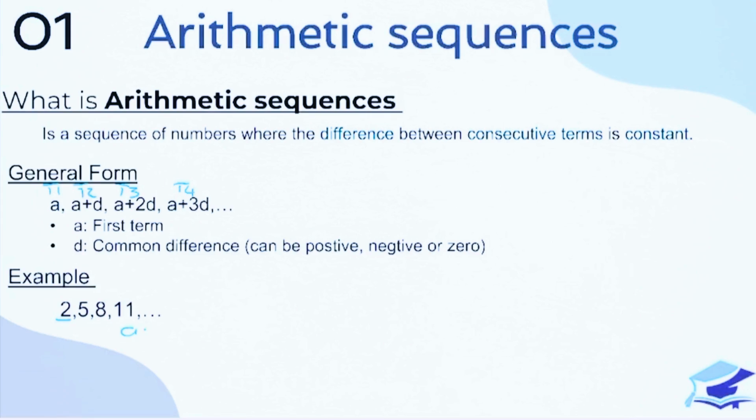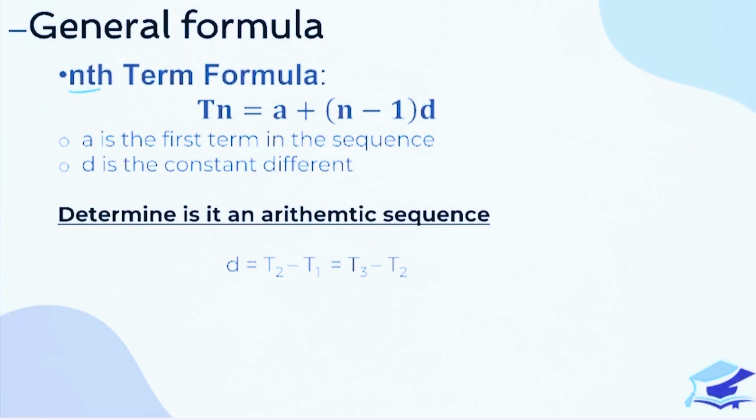An example, given the sequence 2, 5, 8, and 11, A, our first term, is 2. The common difference is worked out by saying T2 minus T1, which is 5 minus 2, which gives us 3 as our common difference. We can double check this by using the other terms. Since our difference is constant, we should get 3 for all of them.